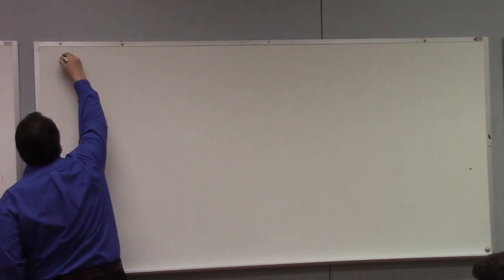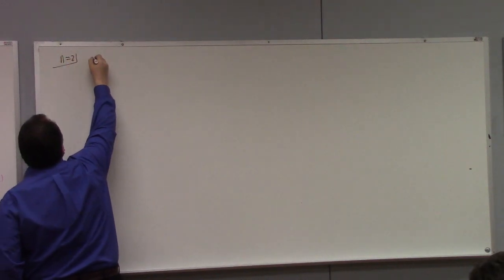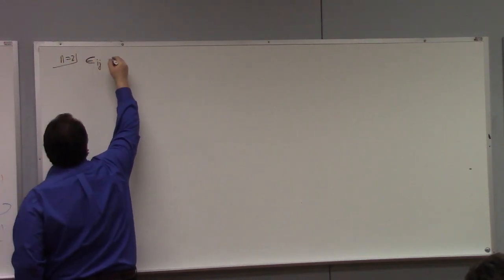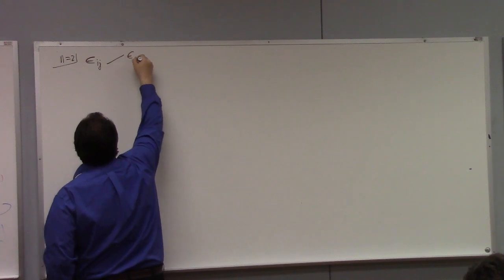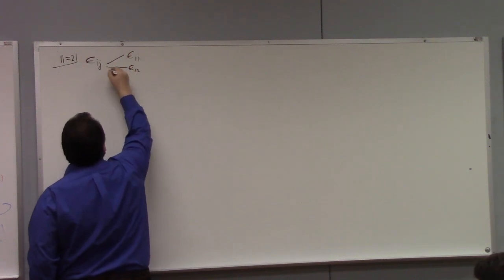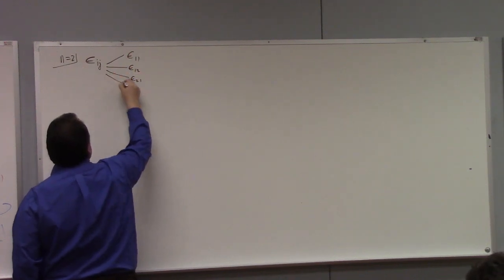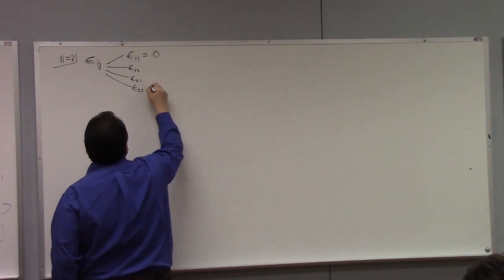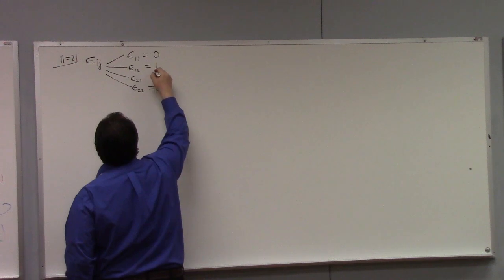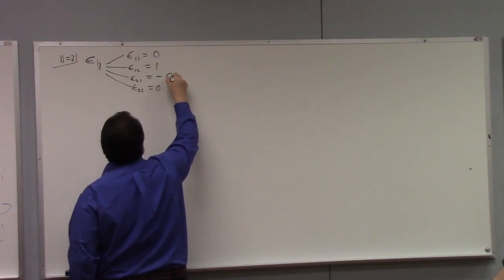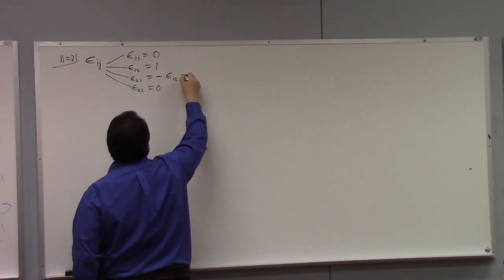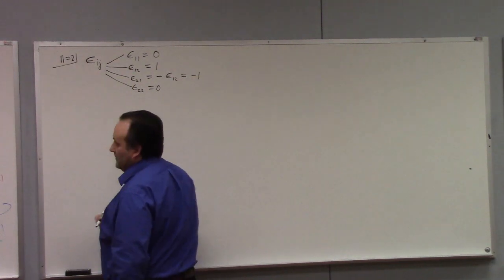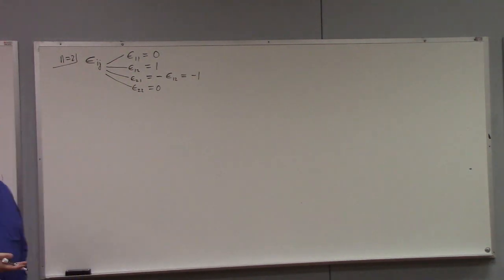So in n equals 2, you have epsilon ij, right? And so you either got epsilon 1, 1, epsilon 1, 2, epsilon 2, 1, epsilon 2, 2. That's it. This by definition is 0. This by definition is 0. This by definition is 1. This by definition is minus epsilon 1, 2. But minus epsilon 1, 2 is minus 1. So that's it for the 2-by-2 anti-symmetric symbol.